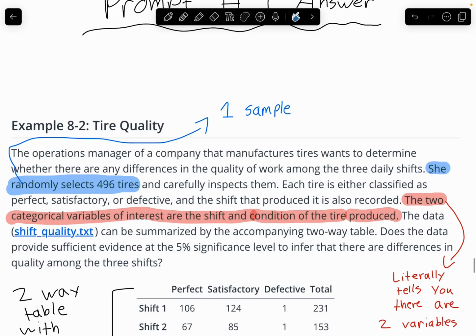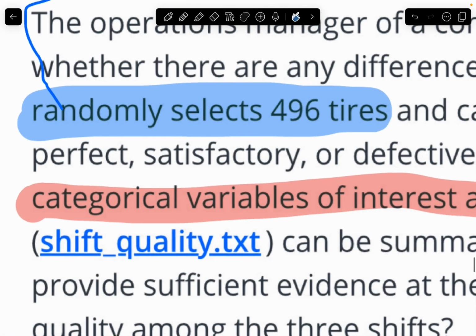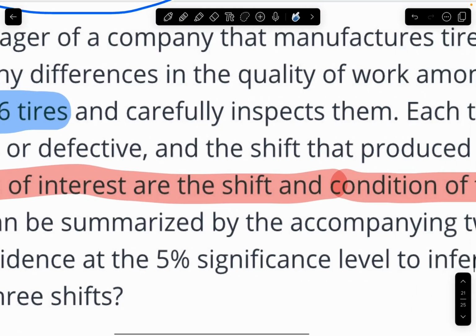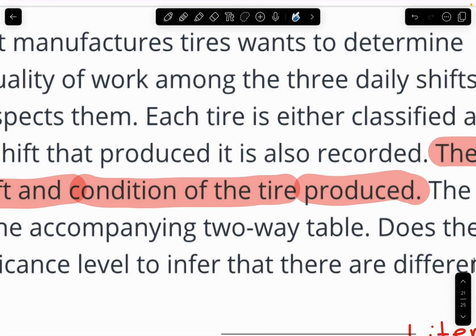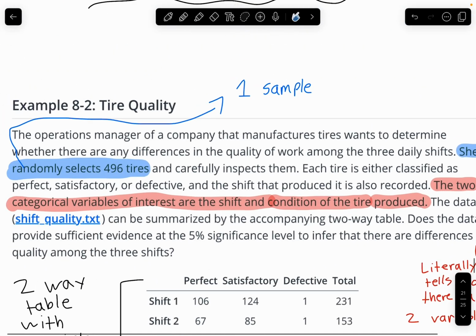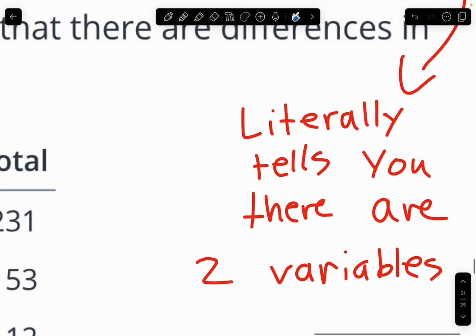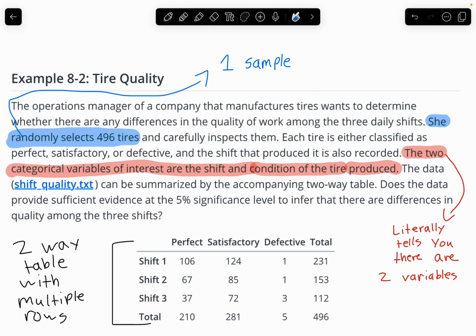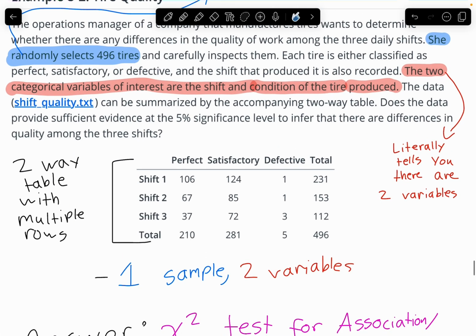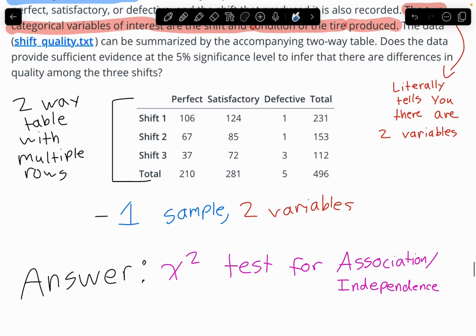And in the part highlighted in red, you don't even have to really think about 2 variables, because the prompt technically just gives it to you. It says the 2 categorical variables of interest are the shift and condition of the tire produced. So 2 variables, shift and condition. It literally tells you that there are 2 variables. So one sample, 2 variables. What does that lead us to believe? We will use a chi-square test for association/independence.